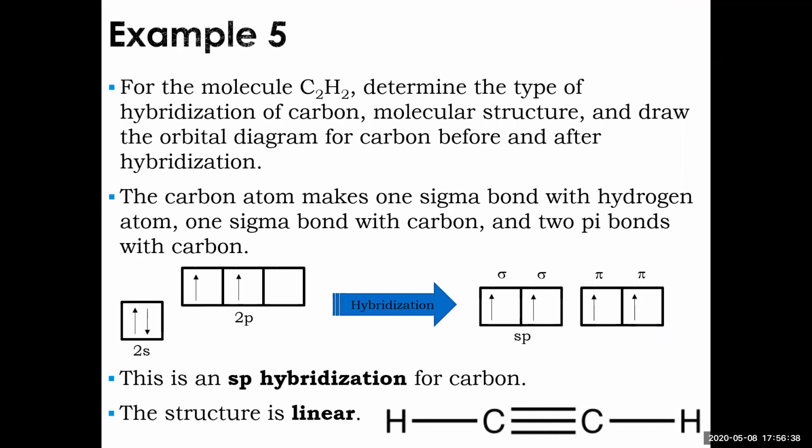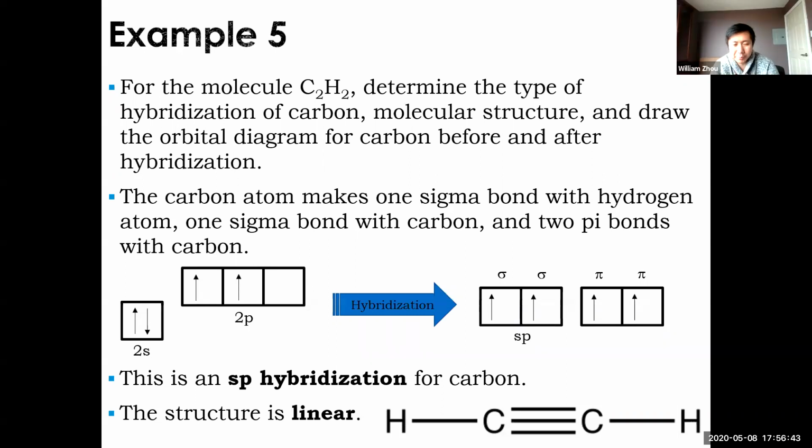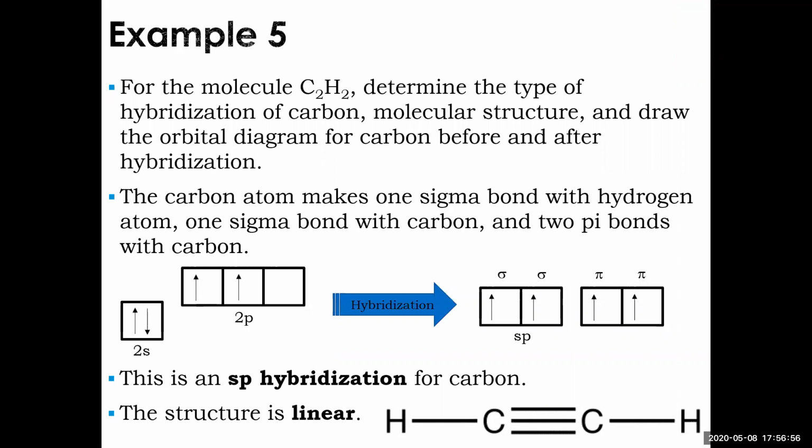How does it make 2 pi bonds with carbon? Well, it makes 2 pi bonds because a triple bond has 1 sigma and 2 pi's. If you have 1 pi bond, that's a double bond because sigma and pi is double. You see what I mean?